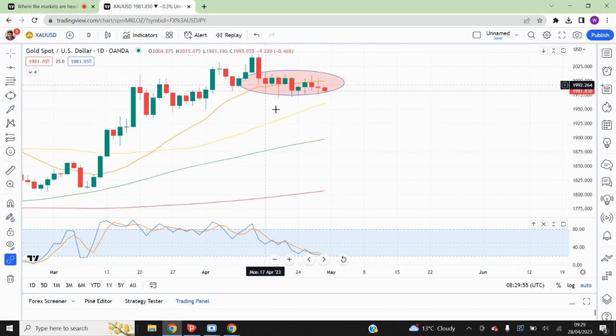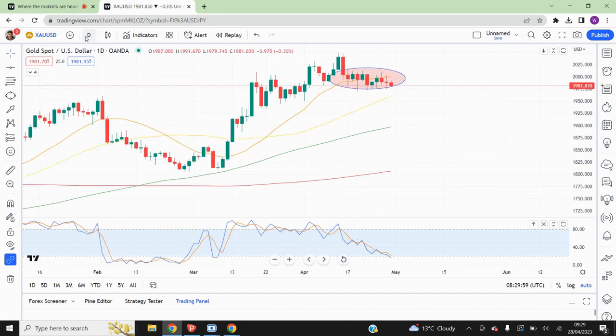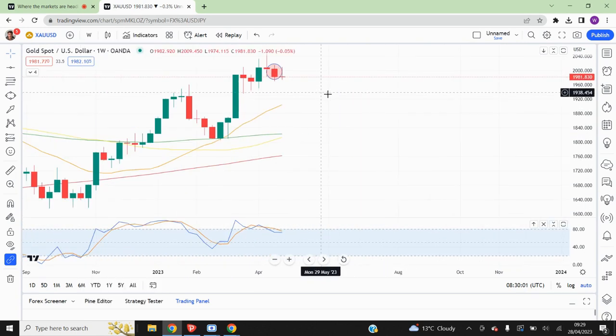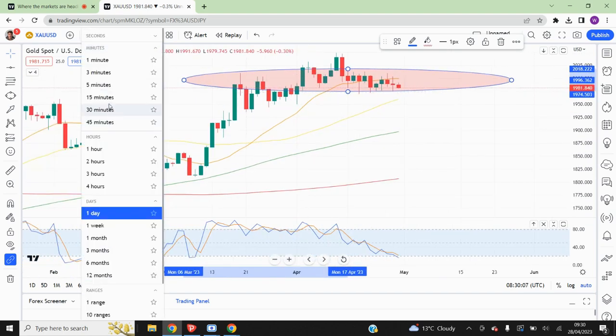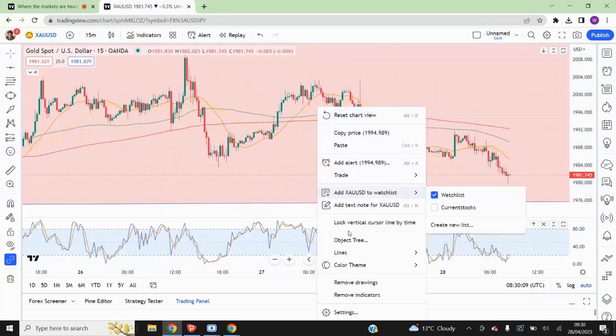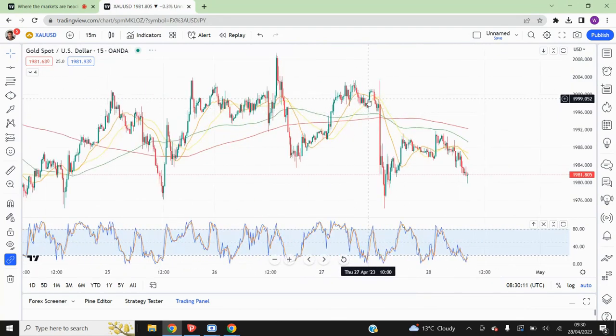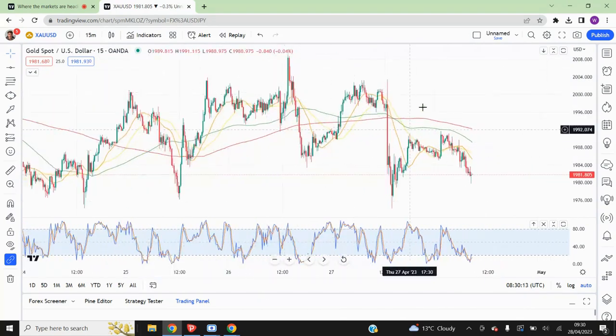Even if you go on the weekly, that is why you use lower time frames, because if you go on the weekly, that is all you have to go off. It's nothing. Same with the daily. It's just inaccurate. Once you go down the time frames, you can see it much better and you can trade those moves up, down, up, down, up, down.